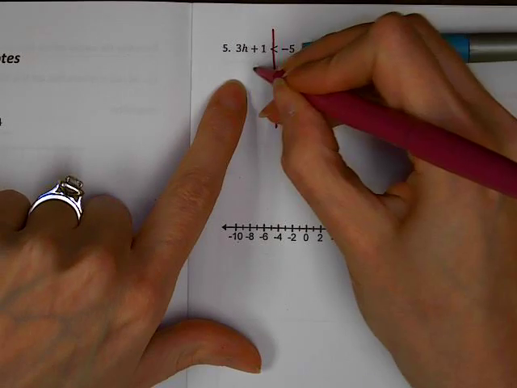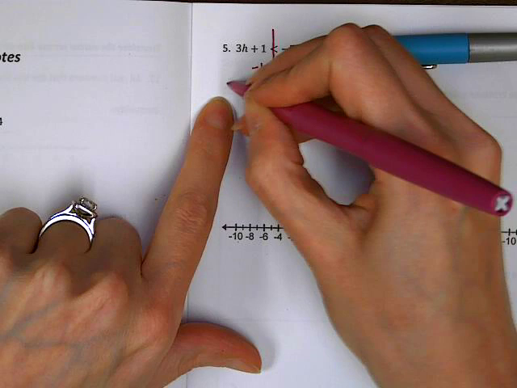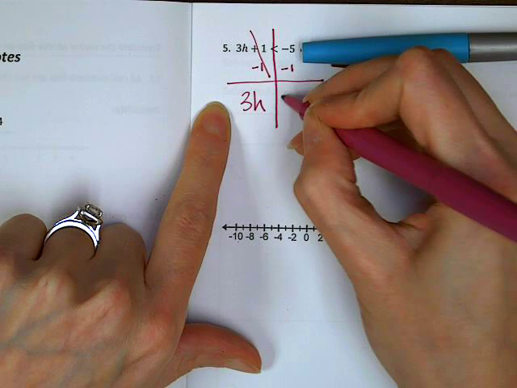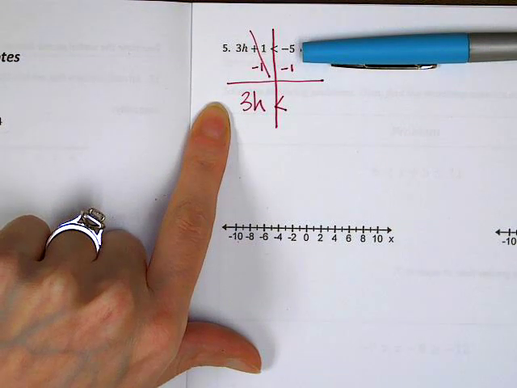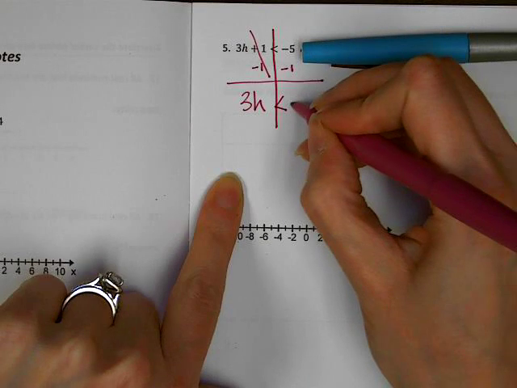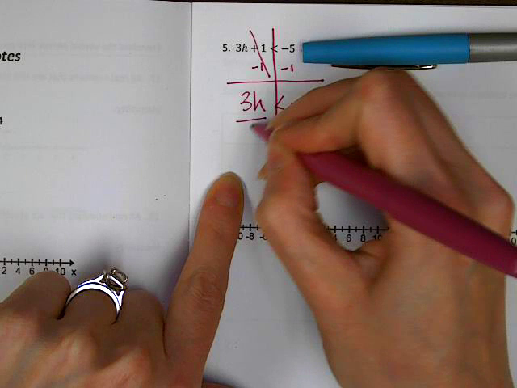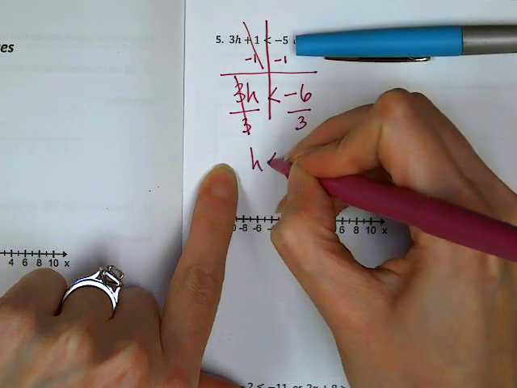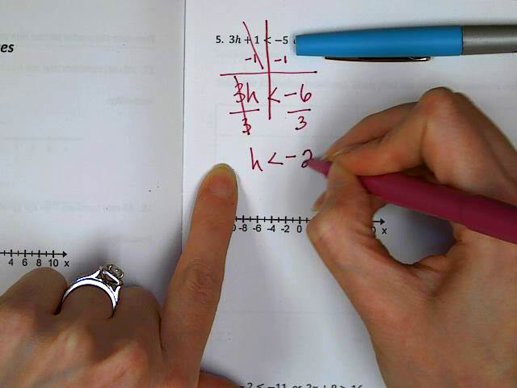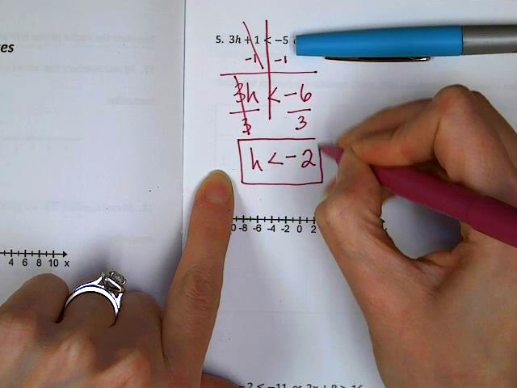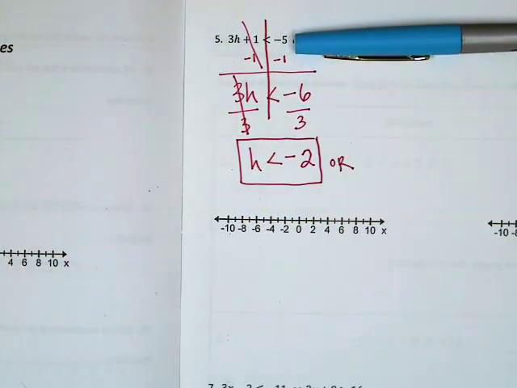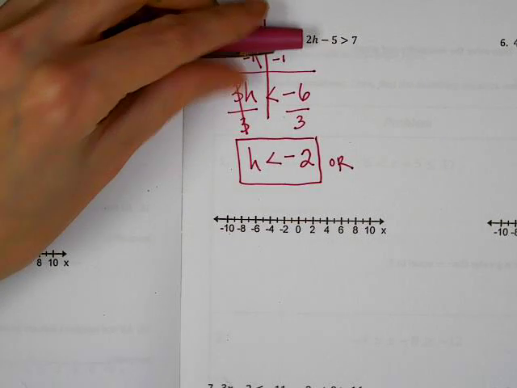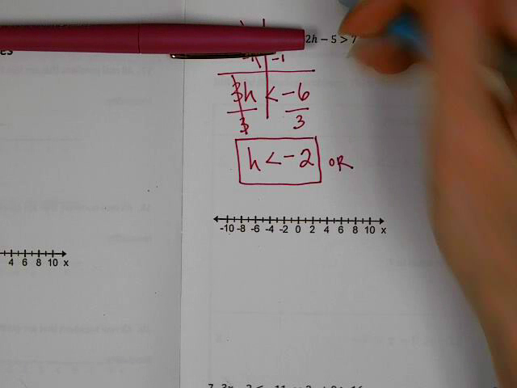So for this one, we would minus 1 from both sides. These cancel. And we have 3h is less than negative 5 minus 1 is negative 6. And then we would divide by 3, divide by 3. These cancel. You guys should be pros at this. H is less than negative 2. So that's one of them. Or, now totally separate, we're going to solve this one. So draw the wall.